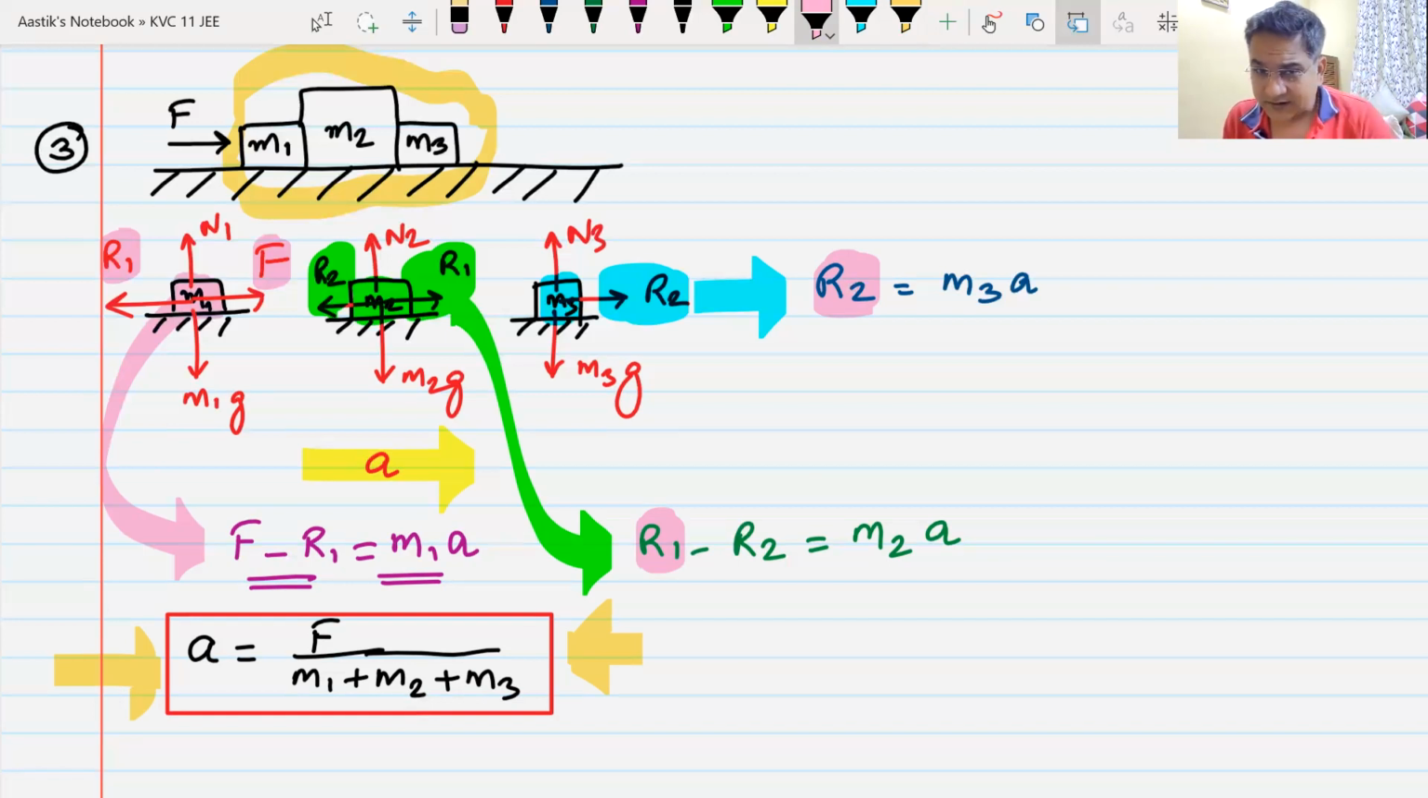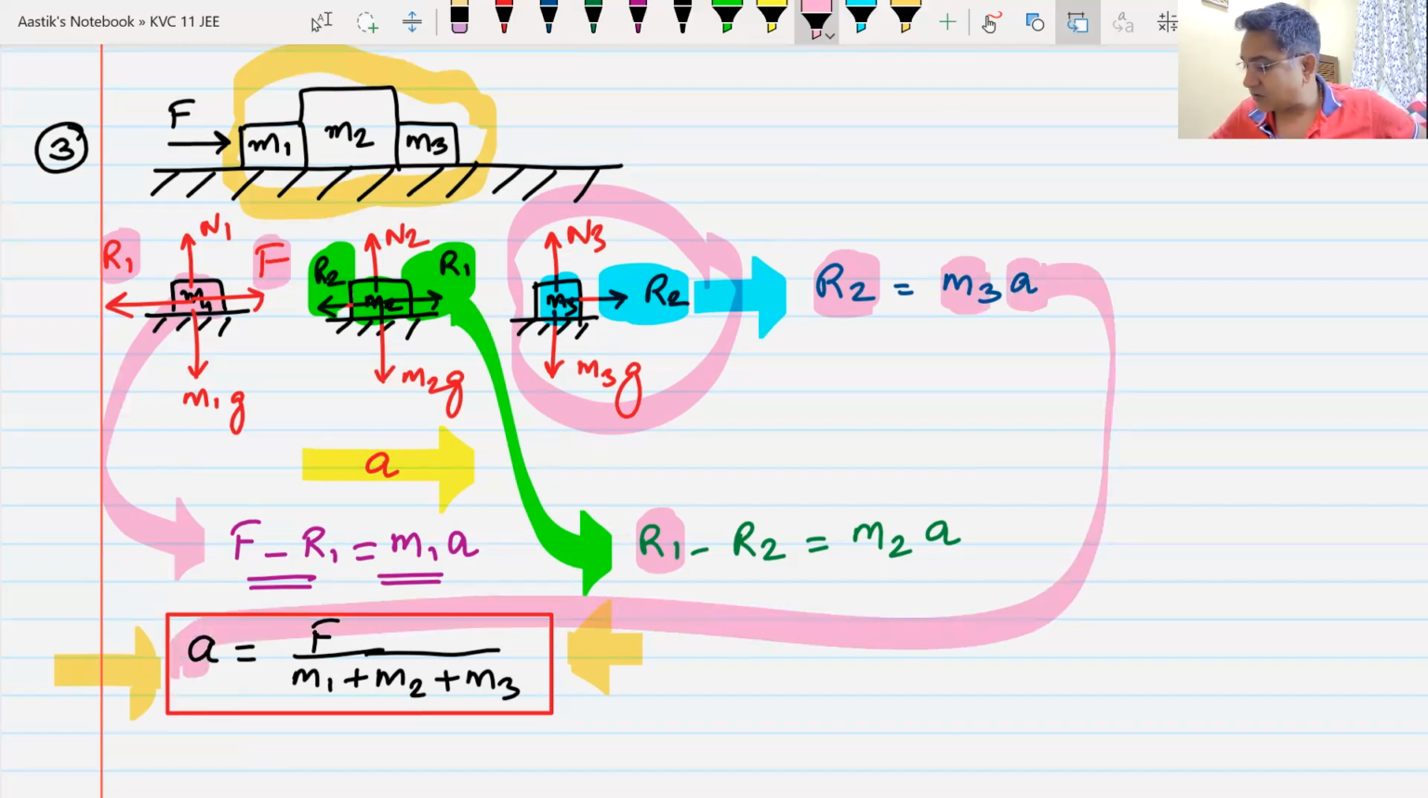Now, to get the value of R2 is very simple. You can see this. To get the value of R2, you take only block M3, the last block, and multiply M3, the mass of the last block, by the acceleration. This acceleration you have already calculated, so straight away you will get the value of R2. Do we understand this? So you get the value of R2 from the last block.